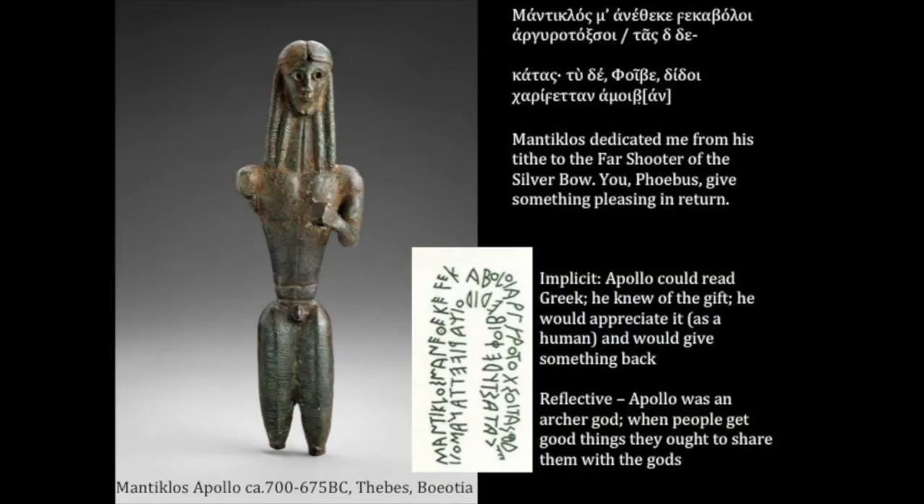On a more reflective note, Apollo was an archer god. This isn't something instinctive, this is something you've learnt from Homer perhaps. And again, he's been given far shooter of the silver bow. This is a Homeric epithet. This is something that we've borrowed from culture, from poetry, and is then being projected onto our own personal vision of Apollo as he's seen at the Ismenion in Thebes.